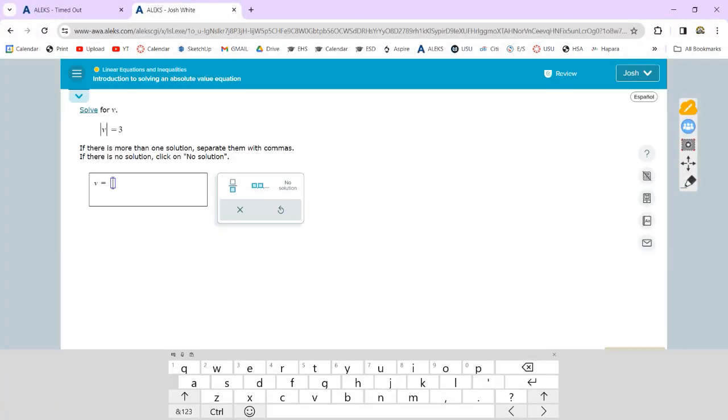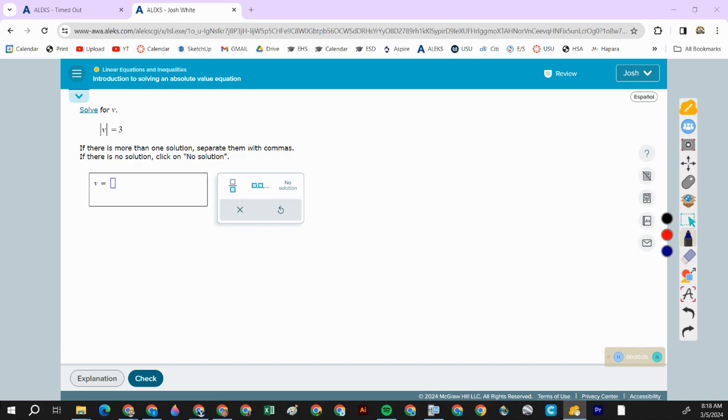So today we're going to work on 9.2, and here we have an equation that says the absolute value of v is 3. So remember, absolute values are distance from 0. So if I take the absolute value of 4, it wants to know what number is 4 units from 0, and the answer is 4.